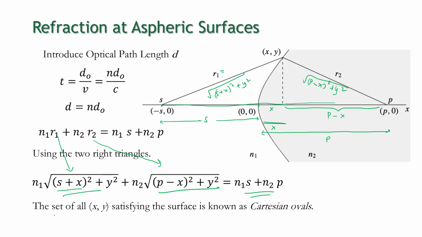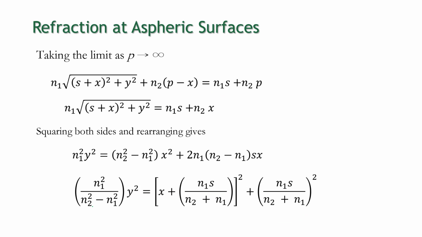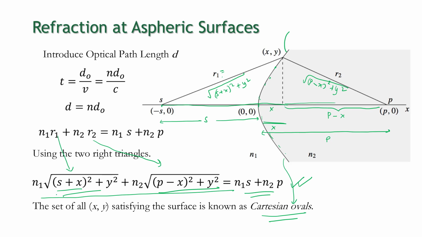Okay, so we got this equation, and all the points on this surface that satisfy this equation are called Cartesian ovals. Okay. So this surface is what we call a Cartesian oval that satisfies this equation. Now, let's do one more thing, and then we'll finish this. So exactly the same thing we will do here also that we did in the previous one. We'll consider this P is far from the origin.